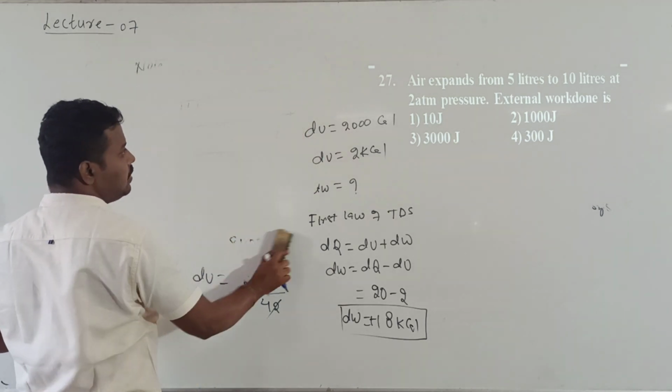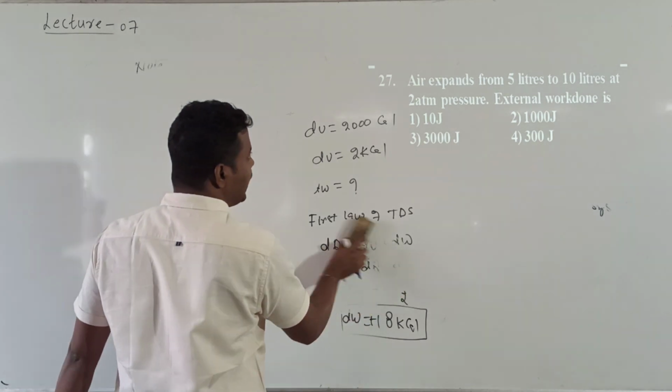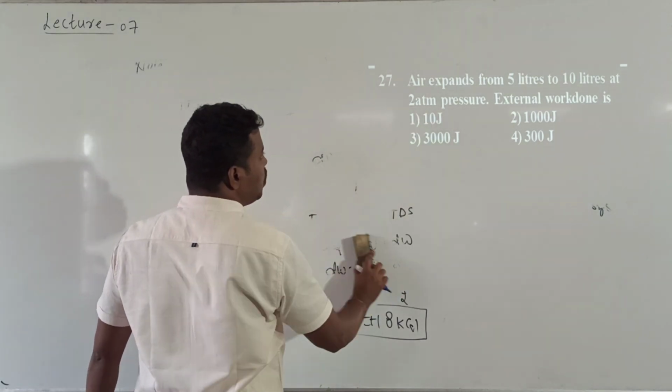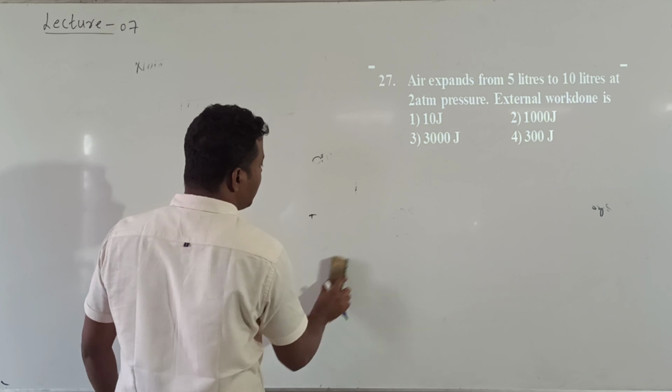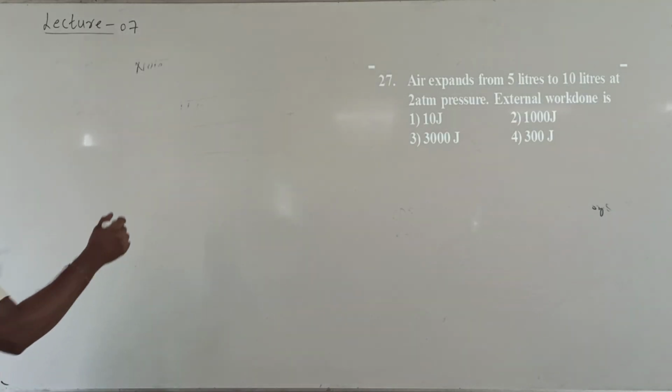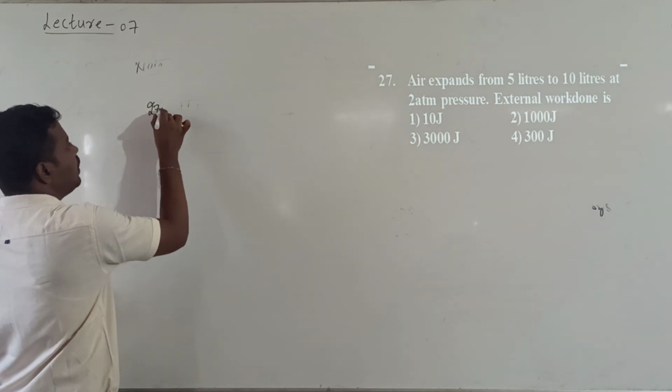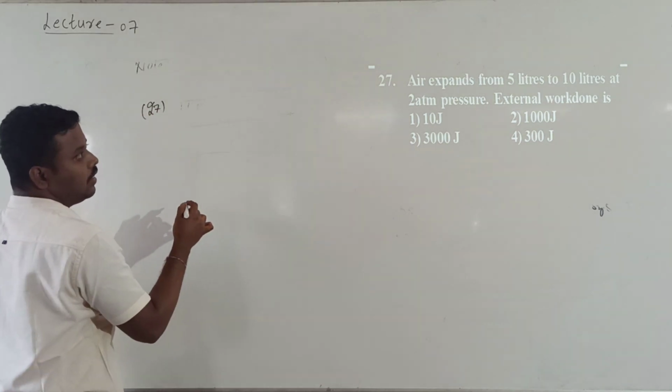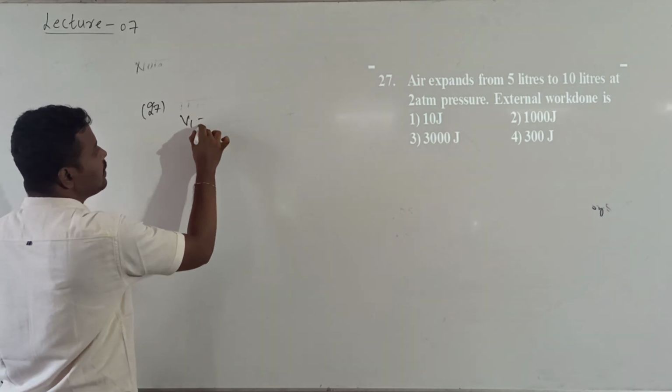So the question is: air expanded from 5 liters to 10 liters at a 2 atmosphere pressure. What they are asking us to calculate is, what is the work done? Question 27. Air expanded from V1 value 5 liters.